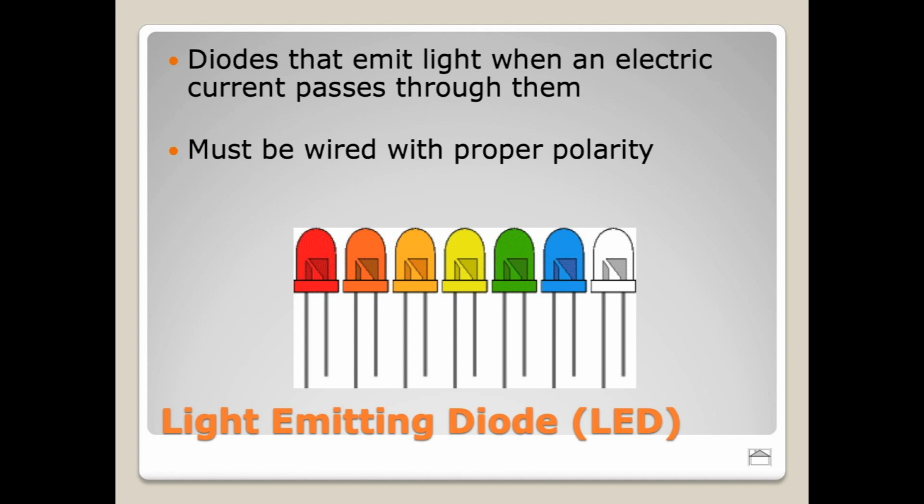But there are some quirks that come with these, right? So again, let's think. They are diodes, right? They only allow current to flow in one direction. So that means we must make sure that we get them wired up in proper polarity, right? Now, when we look at our leads here, how in the world can we tell which one is positive and which one is negative?